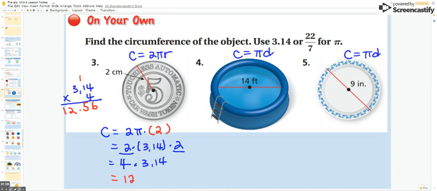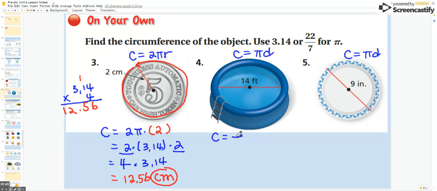So the answer for number 3 is 12.56 centimeters. So it's a distance around. So you imagine that you measure this with a ruler, so you still have the same unit, centimeters.